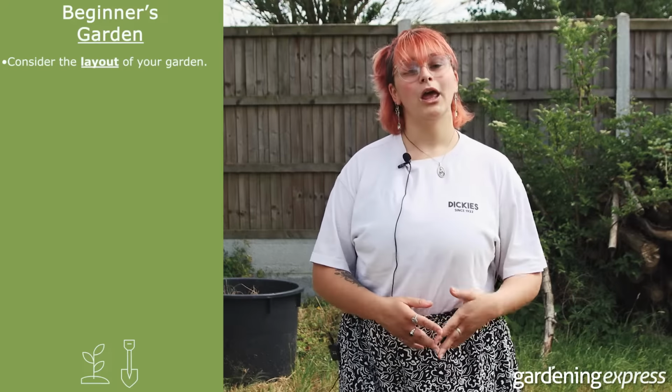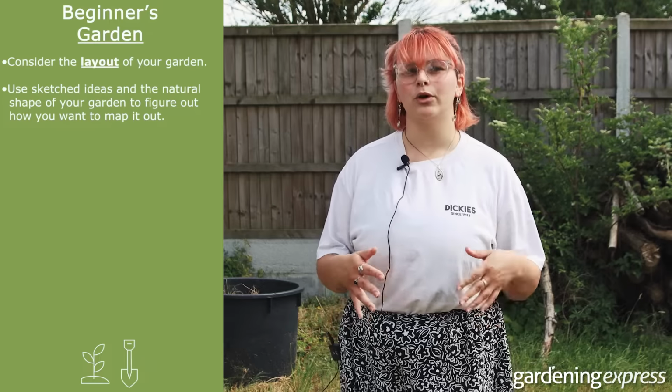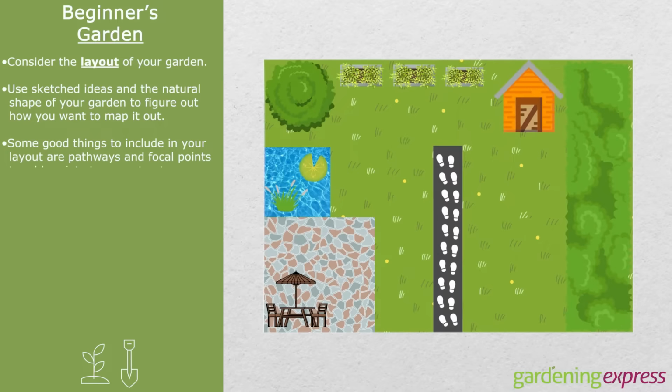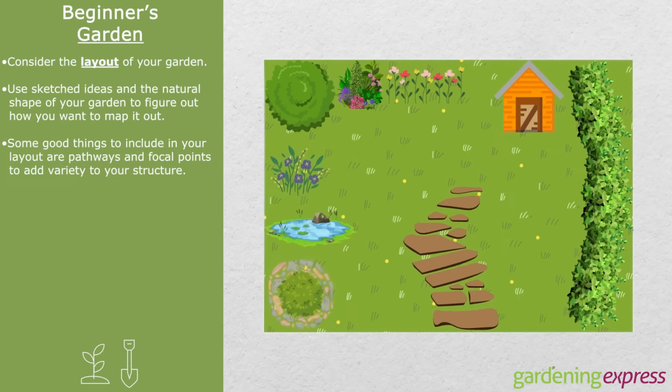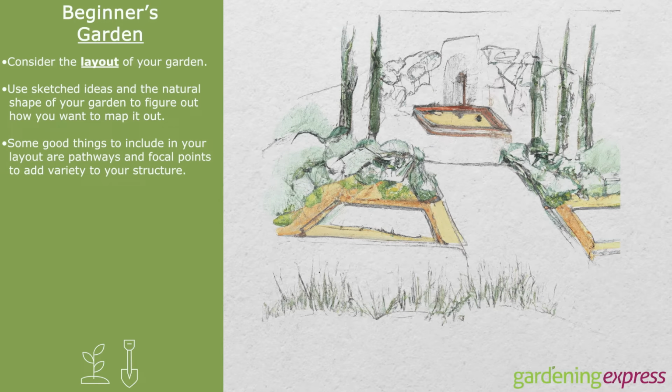So once you've made all of those decisions, you can start thinking about the layout of your garden. You can use the sketch that you made earlier or just the natural shape of your garden to start thinking about how you want to map it out. Some good things to include in your layout are pathways and focal points to add variety to your structure. So you can sketch out a few different layout ideas and pick your favourite to start working from.